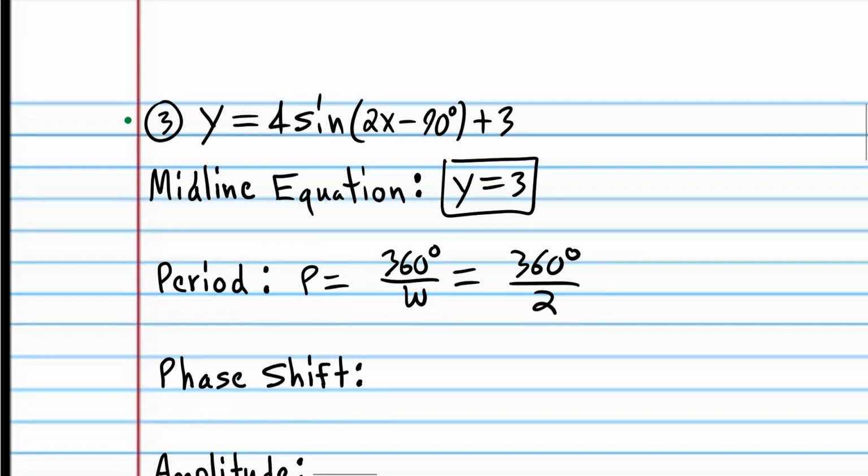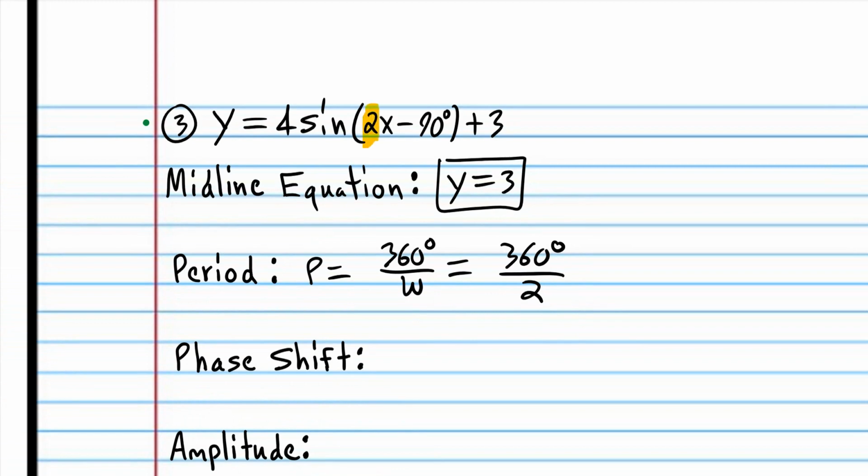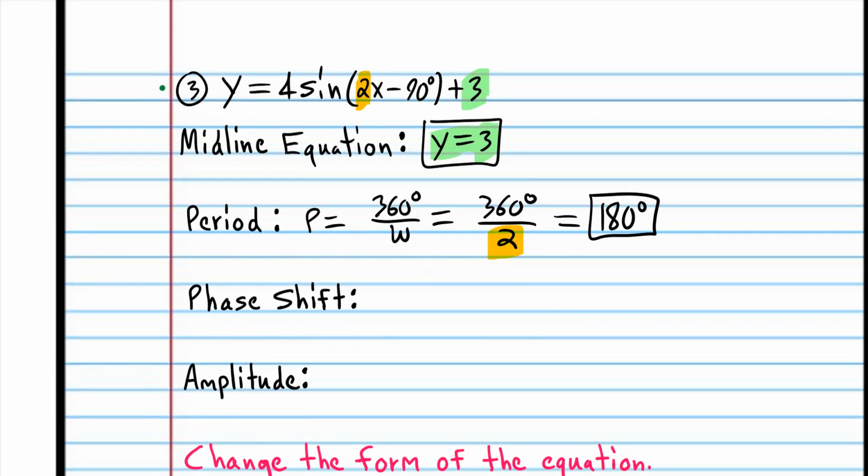Omega is 2. Where did I get that 2 value? It came from there. And that number came from there. And so we have 180 degrees. That is the period. One complete cycle is 180 degrees along the x-axis.